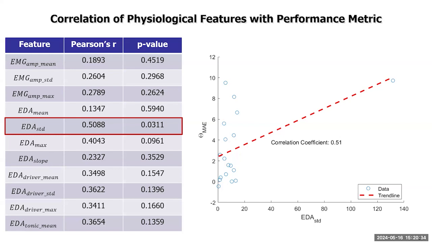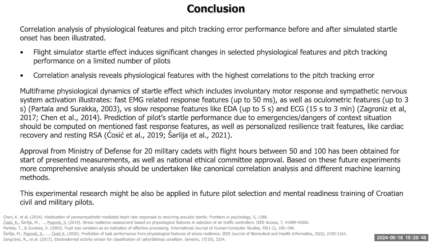On the right part of the slide, that EDA standard deviation feature is plotted against the mean absolute error of the pitch tracking task with red dashed line indicating the trend line. And in conclusion, we have illustrated that correlation analysis of physiological feature and pitch tracking error performance before and after the simulated Startle onset with two main takeaways.